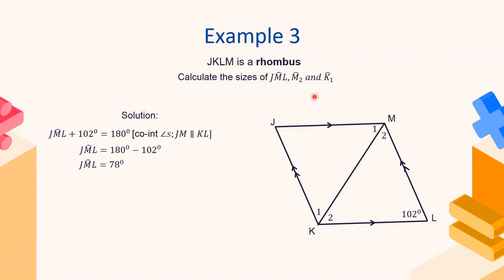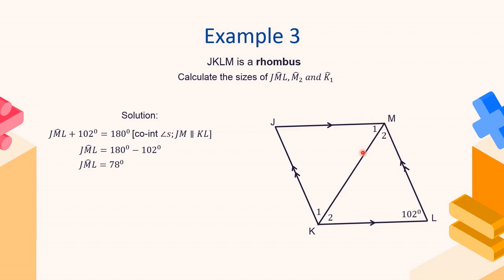And what does that mean? When we say bisect, we mean that it cuts the angle in half. It cuts the angle into two equal sizes. And what is our diagonal in this case? It is MK. And do you see that it cuts the whole of angle JML, or angle M, into two, which is now given as M1 and M2.